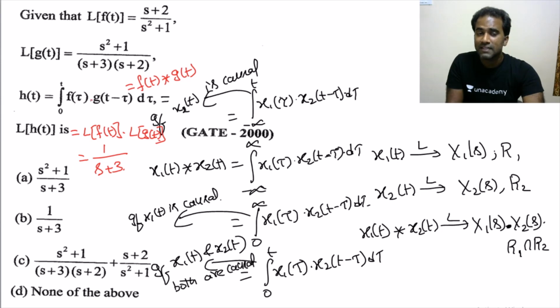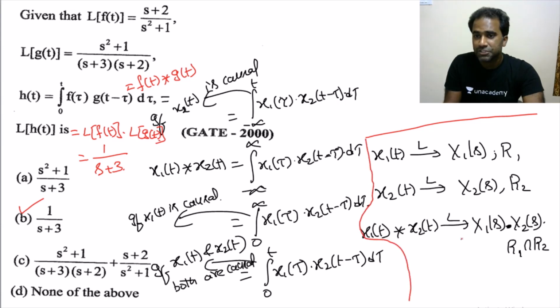So they're convolving the signals in the time domain. What happens in the Laplace domain? The Laplace transforms get multiplied, and the Laplace transforms are given in such a manner that some terms are getting cancelled, and finally it ends up in a very simple term, 1 by s plus 3. So this is the Laplace transform. Here we have discussed the convolution in time property of the Laplace transform. Using this property we can solve this problem very easily.